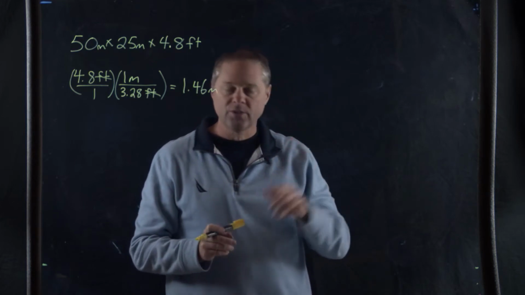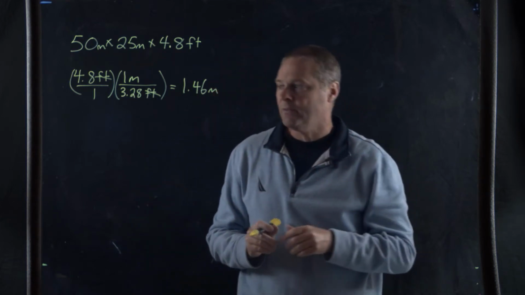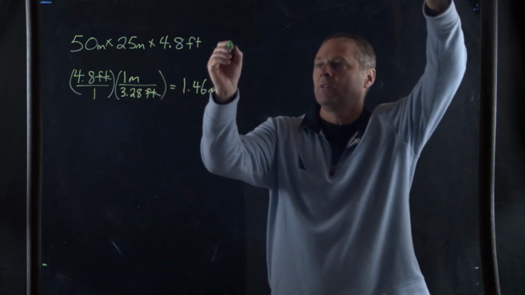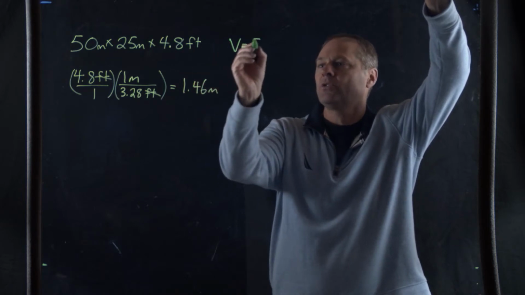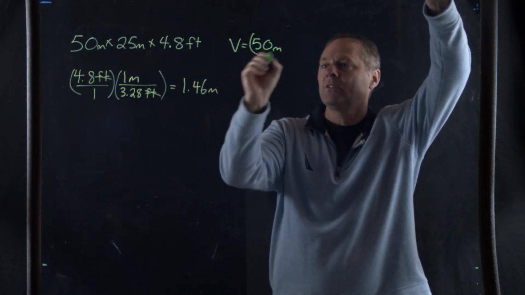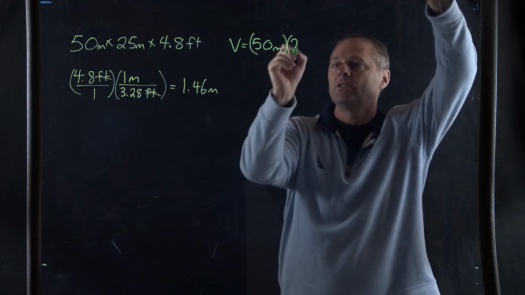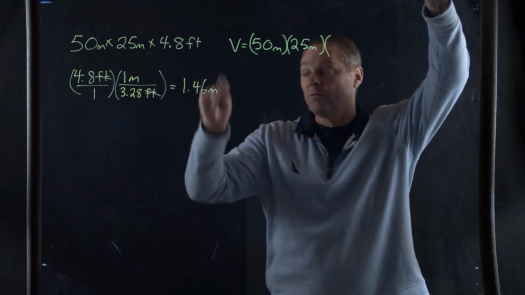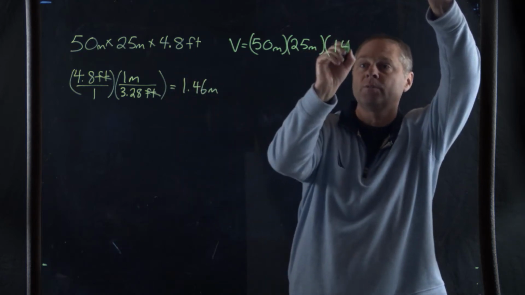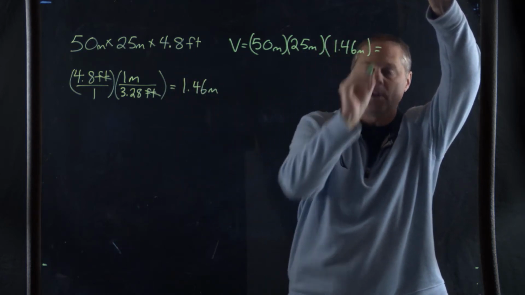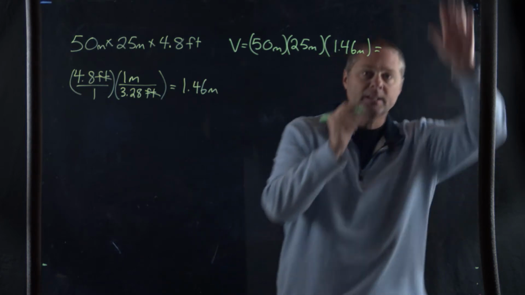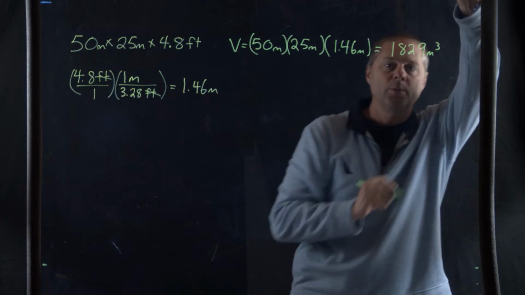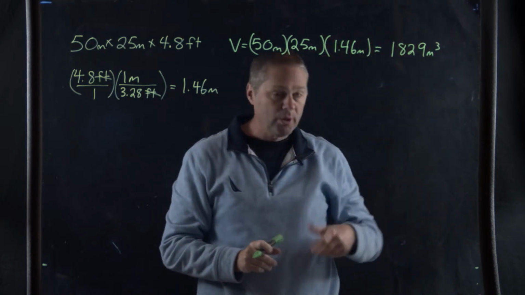Now that we've done that, we can actually find the volume. And so our volume is going to be equal to 50 meters times 25 meters times the 4.8 feet converted into meters, which is 1.46 meters. We can do this arithmetic, and this comes out to 1,829 cubic meters.